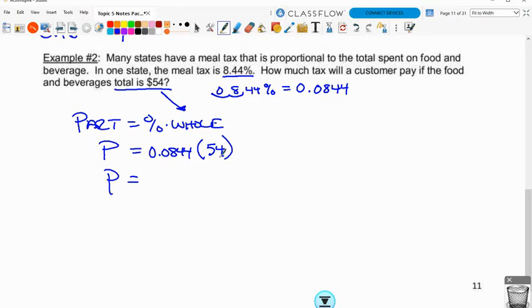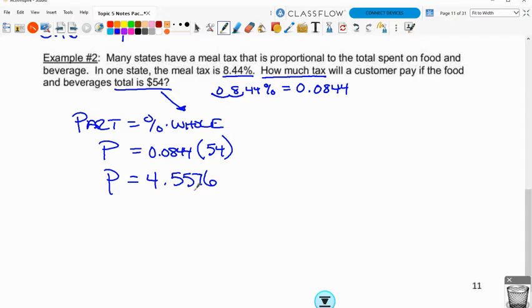So go ahead and punch that into your calculator. When you do that, you should get a decimal of 4 5,576 10,000ths. P equals 4.5576. Now remember, we were calculating how much tax the customer is going to pay. Our answer has to look like money. This number right here doesn't look like money because it has too many decimal places.